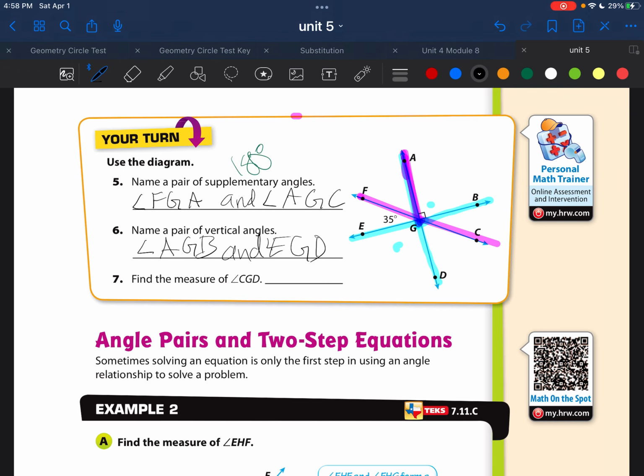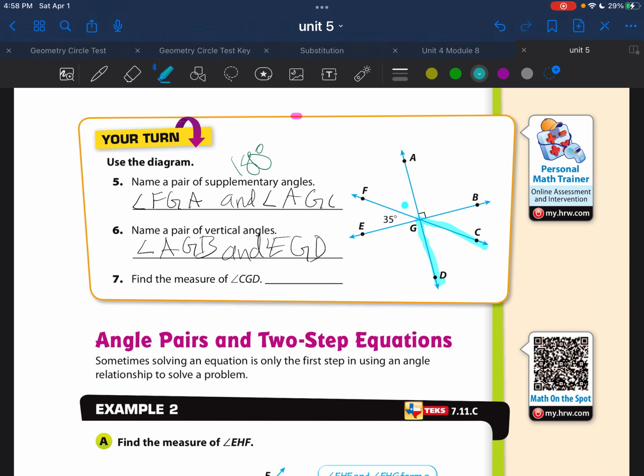All right, now it wants me to find the angle of CGD. All right, so let's see. Let me go ahead and erase this. You don't have to erase yours, obviously, but I'm going to so I can see what I'm doing. All right, so it wants me to find the measure of angle CGD.